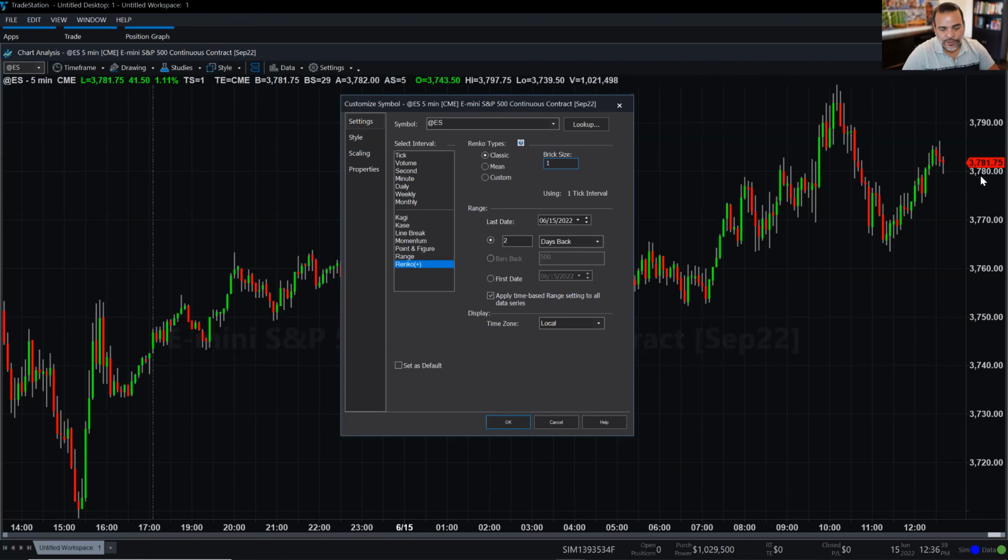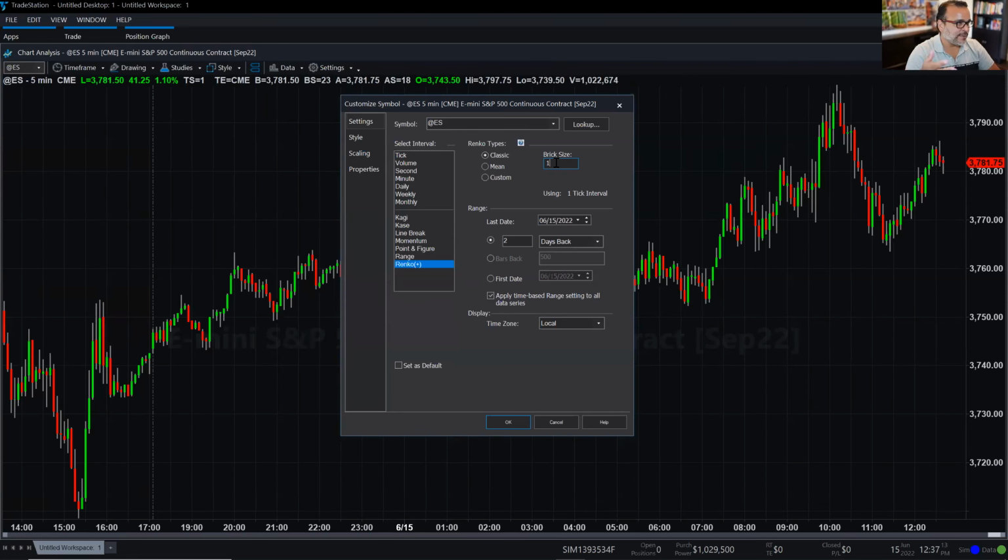Right now, the futures is quoted at 3,781 or 82. You can see the price here on the right-hand side. And if I set the brick size, it's going to look at every point movement. So 3781 to 3782 to 3783. So 1 point movement, that is what is the brick size right here. Brick size is something that you do have to pay attention to, and it has to relate or correspond to the symbol that you're using.